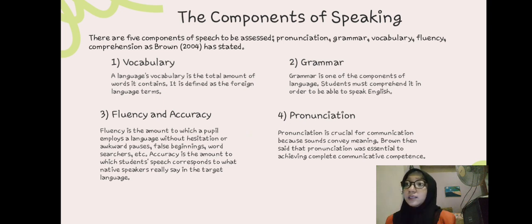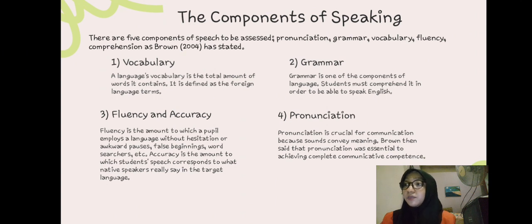Grammar is one of the components of the language. Students must comprehend it in order to be able to speak English. Number 3, fluency and accuracy. Fluency is the amount to which a pupil employs a language without hesitation or awkward pause.